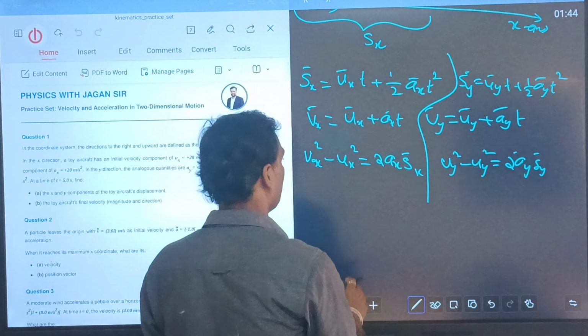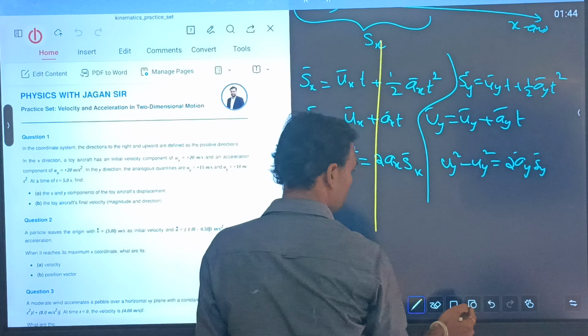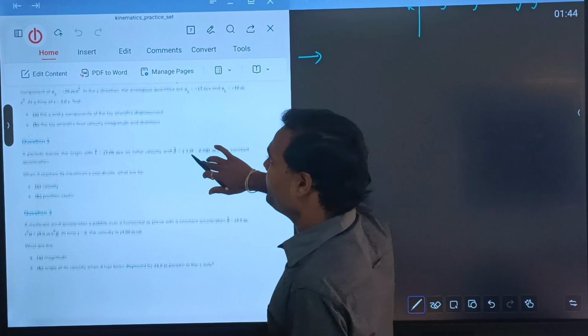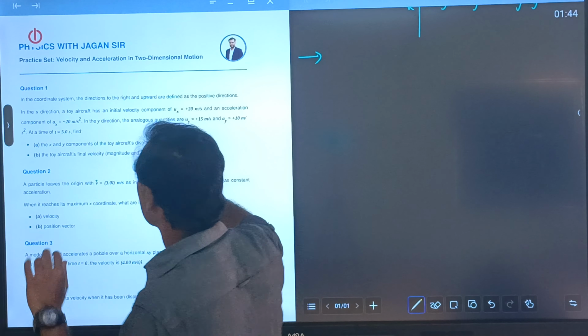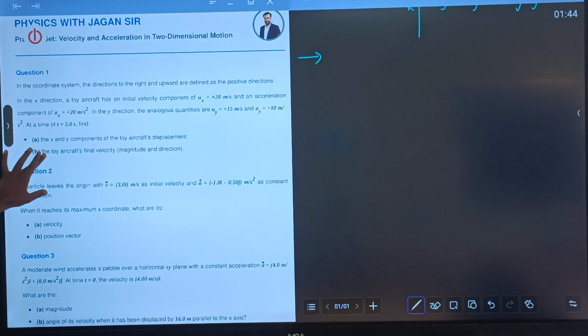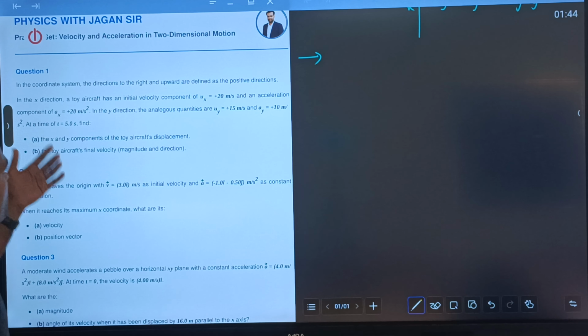Now, third point, let us see some numericals over this concept. The first one is question number 1.